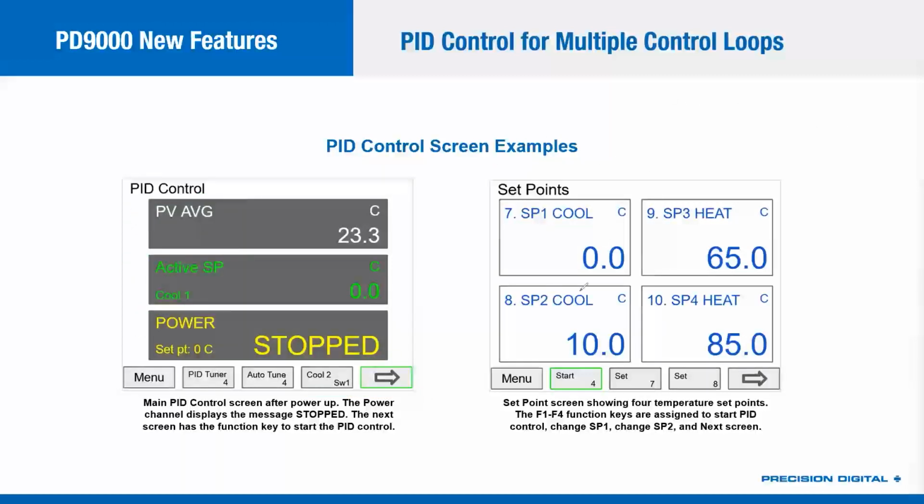On the next screen, you see multiple set points. You can jump between pre-programmed set points easily using the switch functions. And in this case, we've got our function keys assigned to start PID control, change set point 1, change set point 2, or go to the next screen. So here I'm showing multiple PID control loops running, so I can start and stop them all at once, or I can change specific set points.